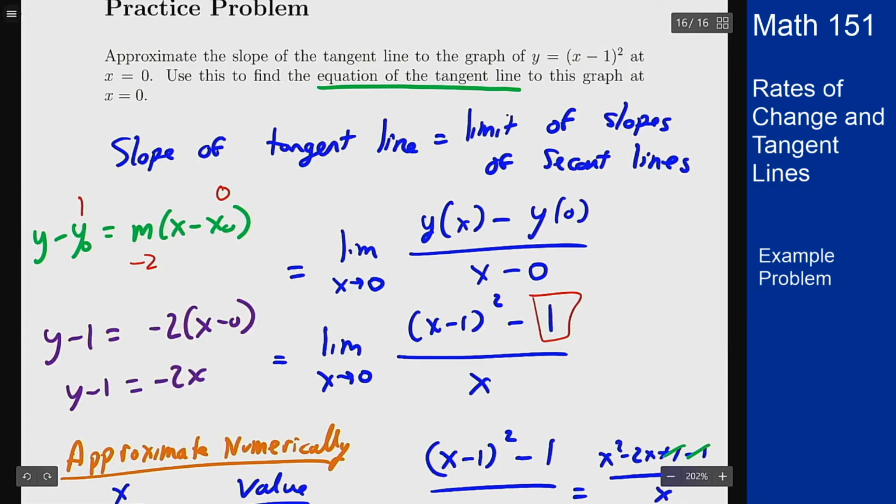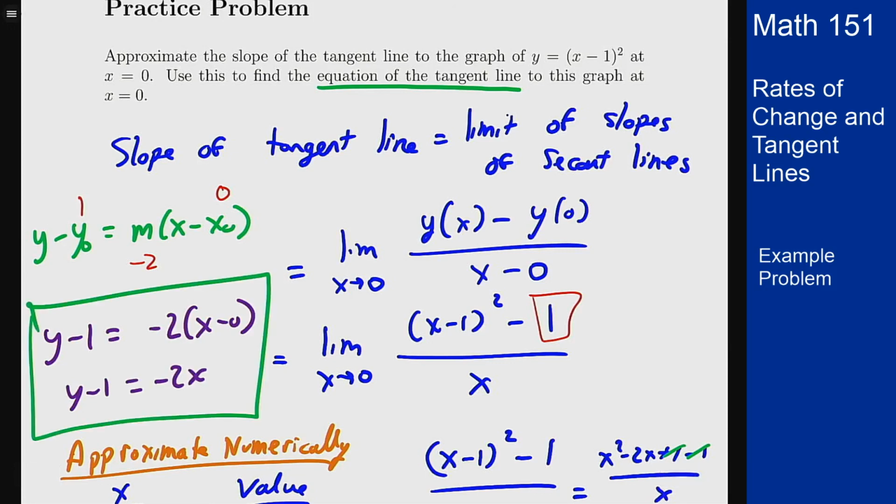The equation that I then get is y minus 1 equals minus 2 times (x minus 0), or y minus 1 equals minus 2x. Or if you want to add 1 to both sides to get it in slope-intercept form, you can do that as well. And that's how you work out this problem here.